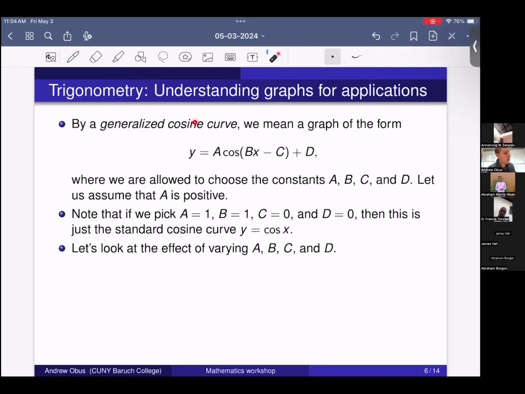When we say a generalized cosine curve, what we mean is a graph of this form. The standard cosine curve would just be y equals cosine of x, and we know how to draw that. For a generalized cosine curve, we're allowed to put in these four other letters, so it's a slightly more general thing. We say y equals not just cosine x, but a times cosine of bx minus c, plus d. These constants can be any real numbers, but for simplicity, we're going to assume that a is positive, and I'm also going to assume that b is positive. That's going to make things a little easier.